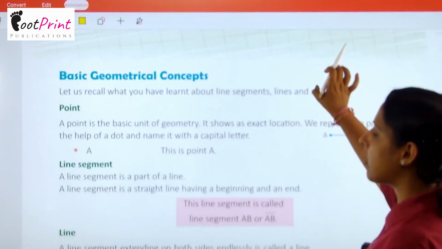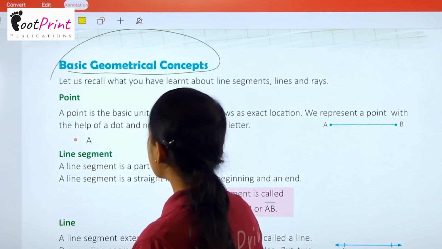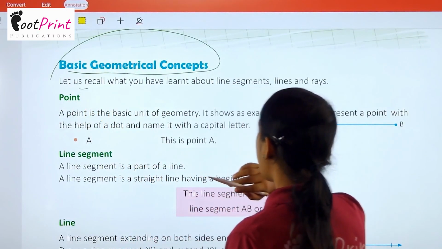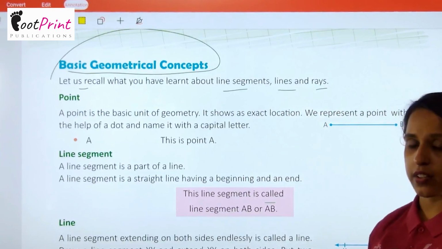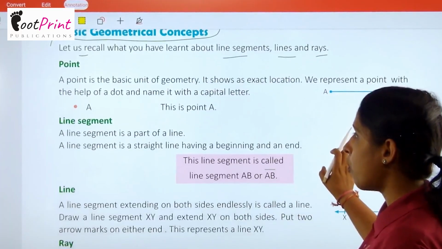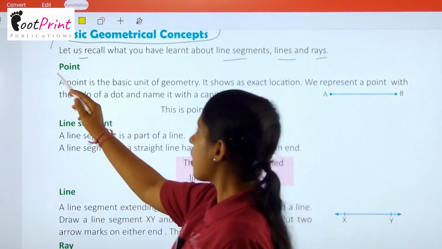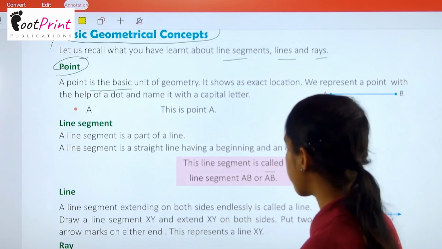Next, we will learn some basic geometrical concepts. So let us recall what you have learnt about line segments, lines and rays. You know what is a line segment, what are lines and rays. So we will learn one by one. Here the first one is point. So what is a point? A point is the basic unit of geometry.